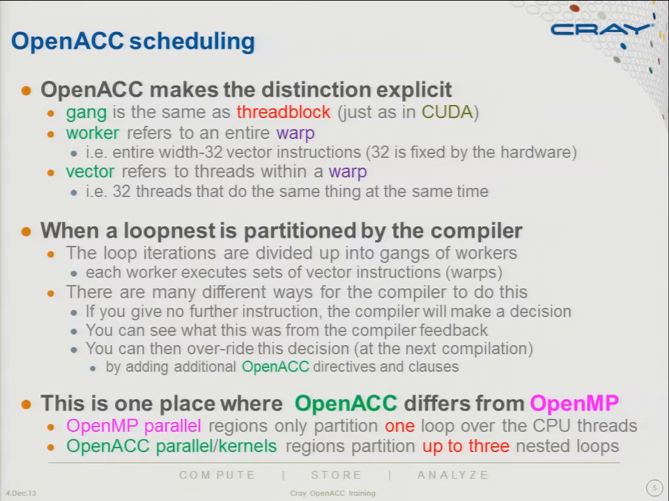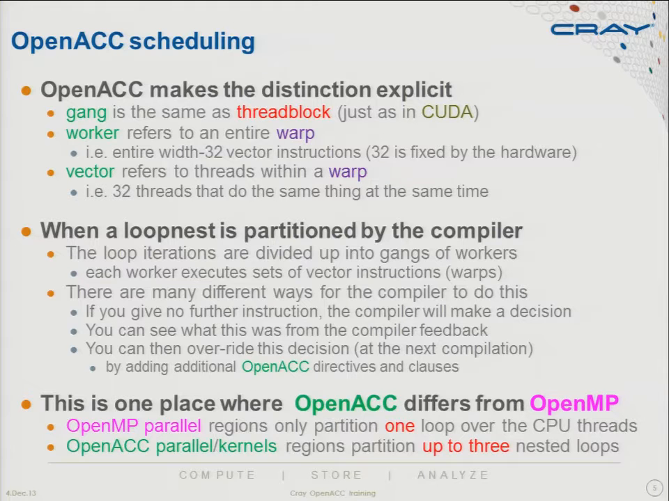In OpenACC, the scheduling is very similar to CUDA. There are some differences. Gang is the same as thread block. This is where you've got a set of threads that go off to run on their own little vector processor with its own little cache of memory and its own vector instruction stream. But how these thread blocks execute, you've got no control. They don't execute in sequence, and there's no barrier between them. Vector is the threads within a warp. So that's 32 threads that are doing the same thing at the same time.